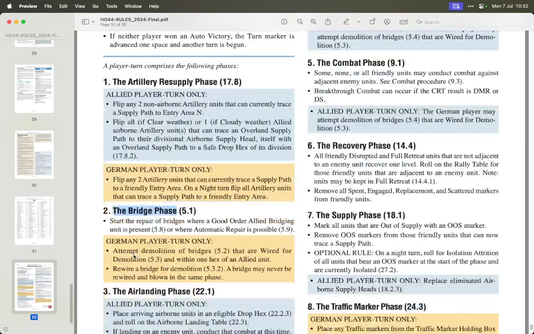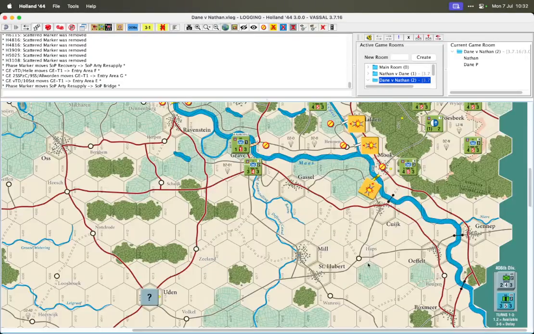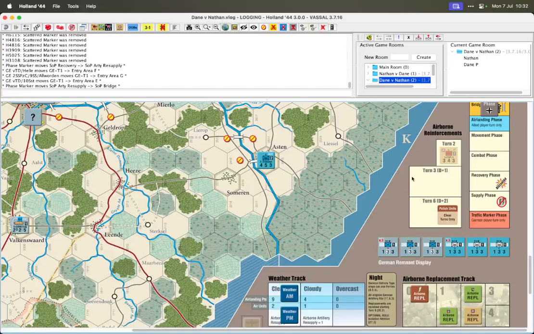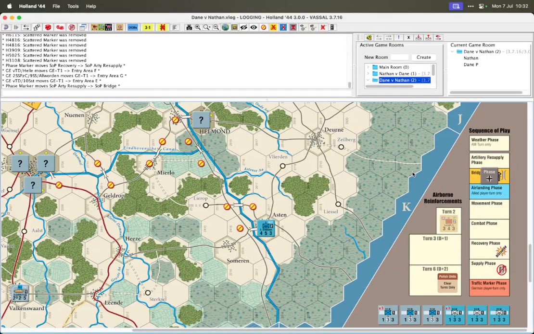Reinforcements. That's in your movement phase. Okay, got it. But you do it during... Okay, got it. I'm with you. You move the phase marker to the... Okay, got it.